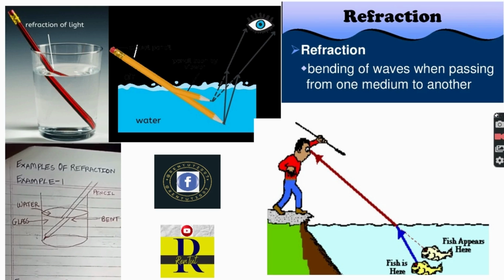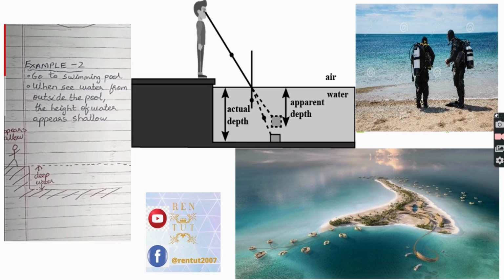And the opposite happens when the ray of light is refracted from the water, which is a denser medium, and goes into the air, which is a rarer medium. So it has to bend away from the normal. That's it. So this is about refraction.